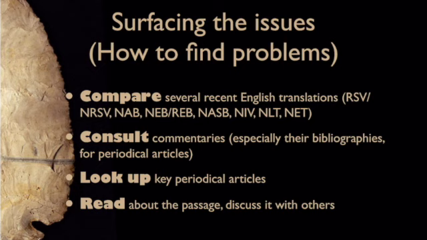Probably a better way of doing that is after you've consulted 2 or 3 different commentaries and you see maybe 2 or 3 different articles surface out of all of those commentaries. Those are probably going to be the key articles that you need to pay attention to. But you also have to pay attention to the publication dates as well. So if you're looking at an older commentary, you're going to miss any kind of periodical article that was written after its publication. And then lastly, just read the passage.